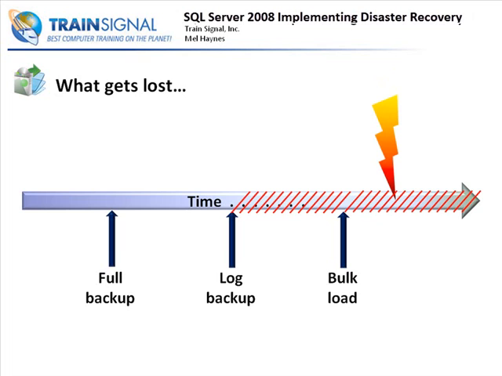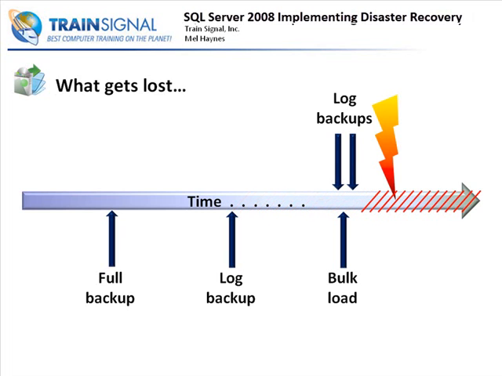Well, we lose everything all the way back to that log backup. Because of the bulk load operation, we lose everything back to the log backup. So how do I fix that problem? The recommendation: always back up your log just before you do any bulk operation. Back up your log right after you do any bulk operation. And then the result is your losses are only as far back as your last log backup.